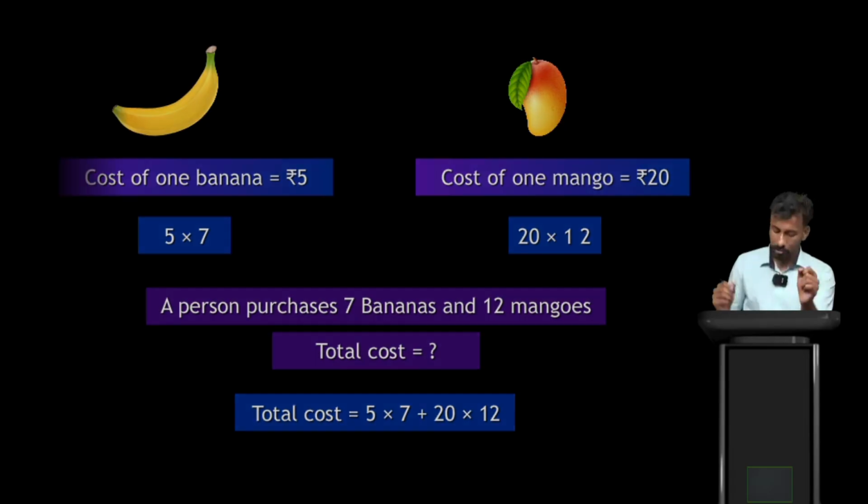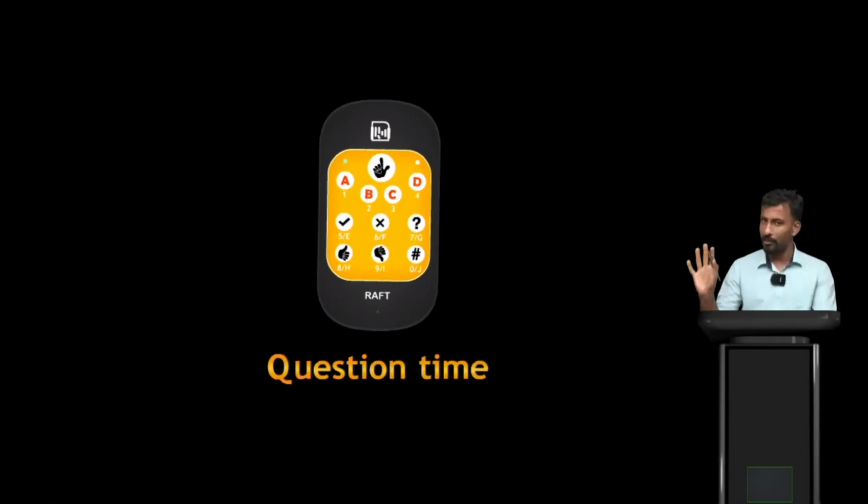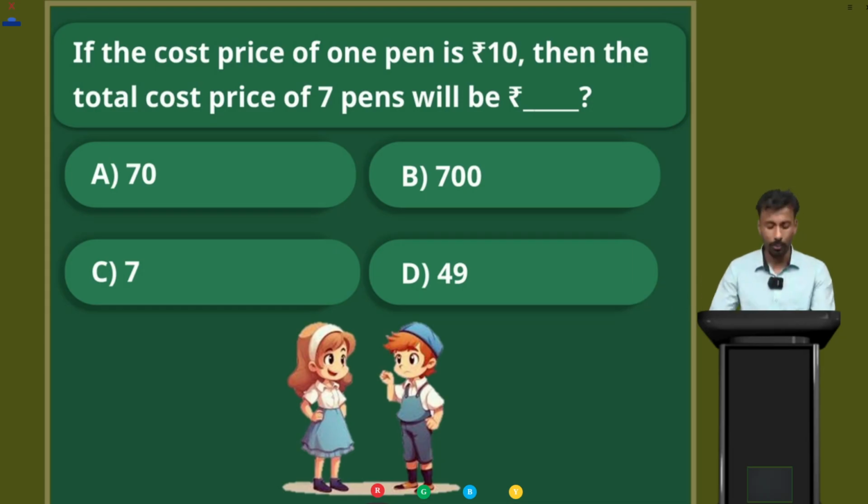Like that. So now there is a simple question for you. You can answer the question properly. The question asks: if the cost price of one pen is rupees 10, then the total cost price of 7 pens will be rupees what? Option A 70, option B 700, option C 7 and option D 49.